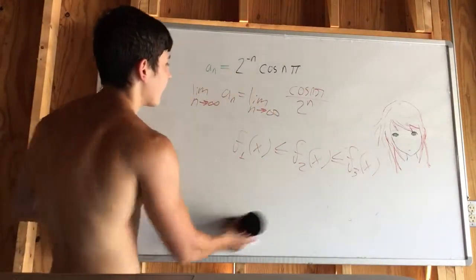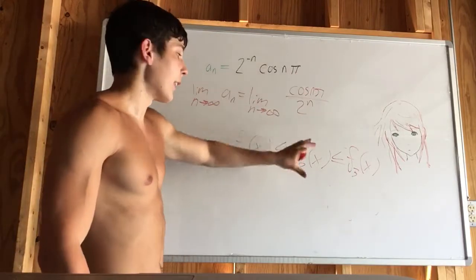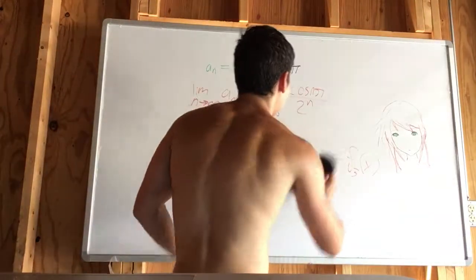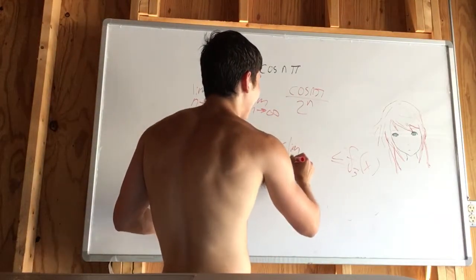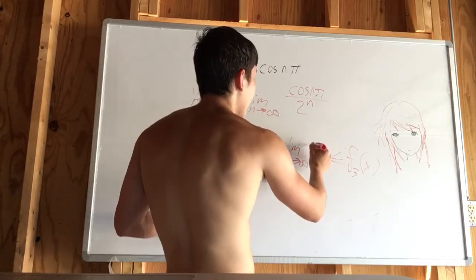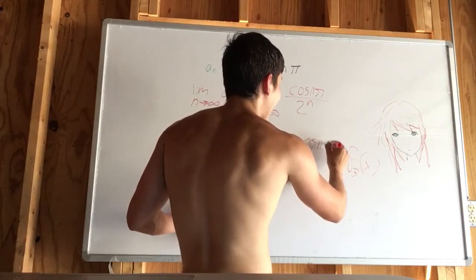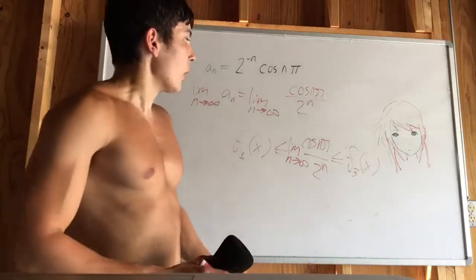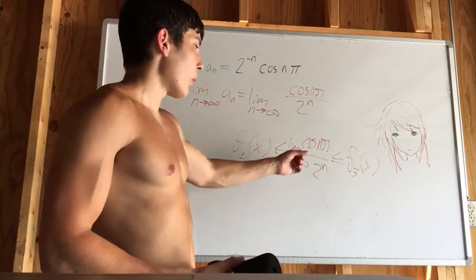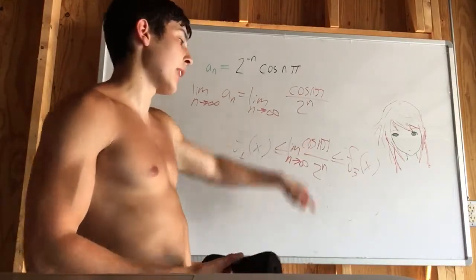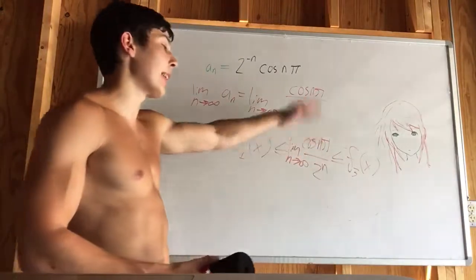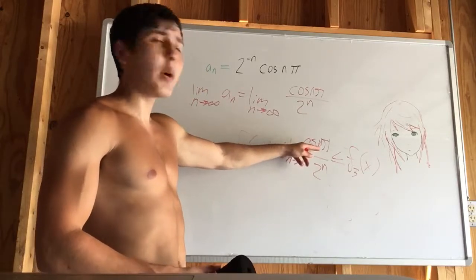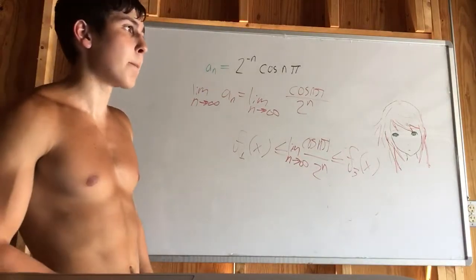So let's apply it here. This is going to be the squeezed function. We're going to take the limit as n approaches infinity of cosine of n pi over 2 to the n. We've got the same situation: we plug in infinity here, and the numerator would just keep fluctuating, and the denominator would go to infinity. But the question is, what would it be fluctuating in between?